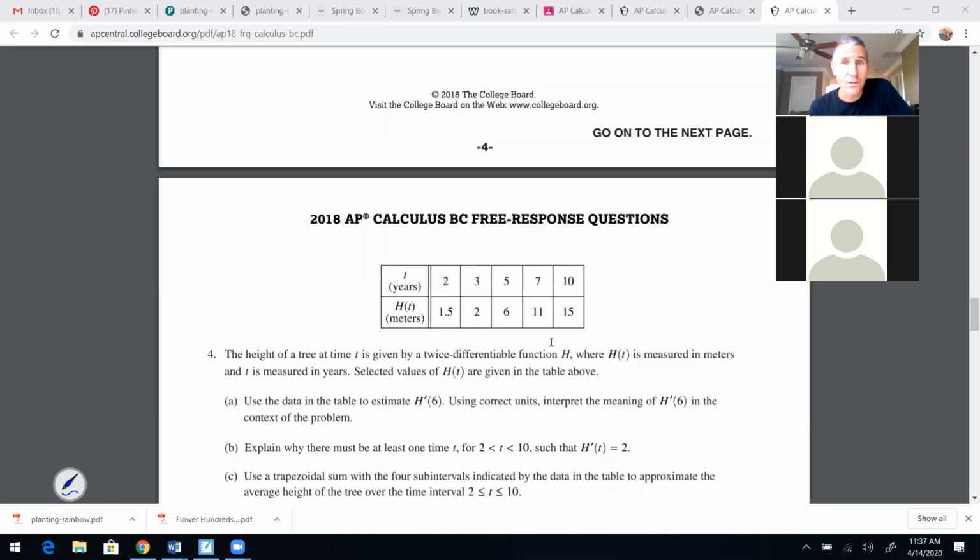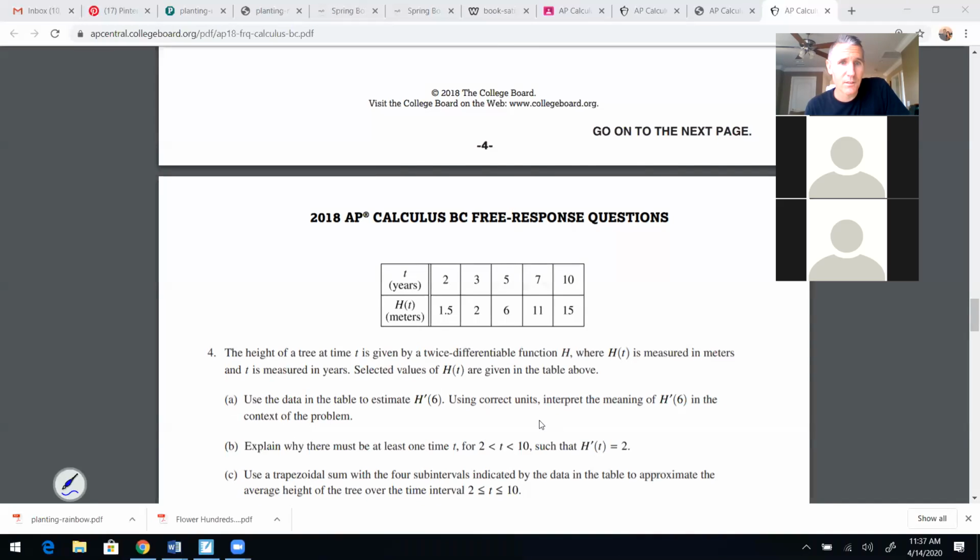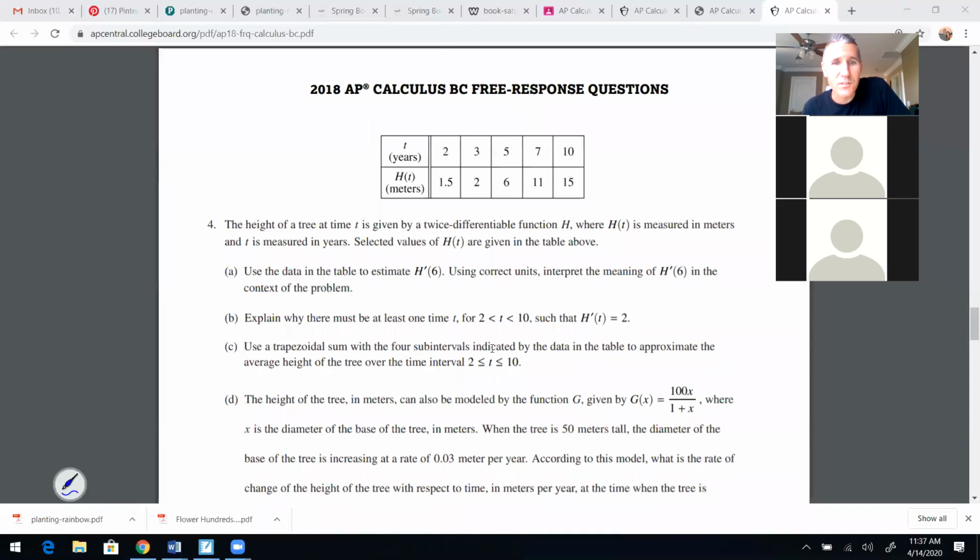That's like your f of b minus f of a over b minus a, or in this case, h of 7 minus h of 5 over 7 minus 5 is what that's going to look like. Then it says, explain why there must be at least one time t between 2 and 10 such that h prime of t is equal to 2. So you're going to have to explain that. Use a trapezoidal sum. And then they have another.